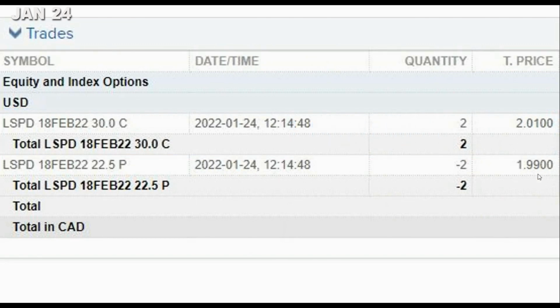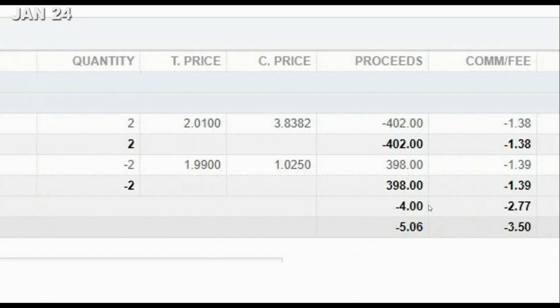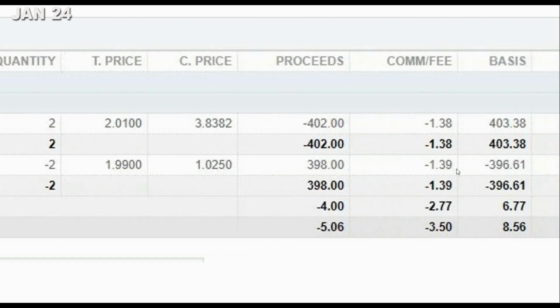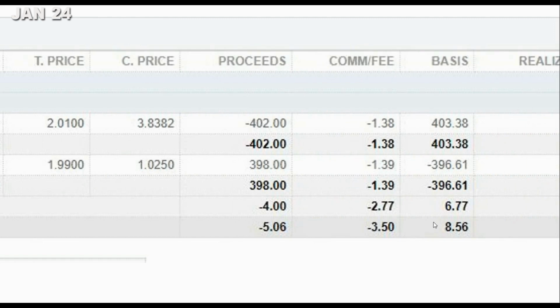You can see I still have to pay like 2 cents because here's the final numbers. In the end, it's $4 because it's $2 per contract. And then you add commissions on there. So that comes together to about $7 USD or 8.56 Canadian.